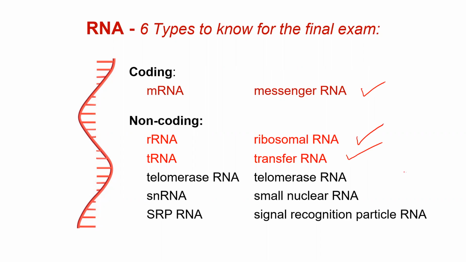So in this unit, in the translation unit, we talked about messenger RNA, ribosomal RNA, and transfer RNA. In the replication unit, we talked about the telomerase RNA. In the transcription unit, we talked about small nuclear RNA. We have not talked about this one yet. We're not going to get to that today, but it's going to be on Friday. We're going to talk about that last type of RNA. So stay tuned.